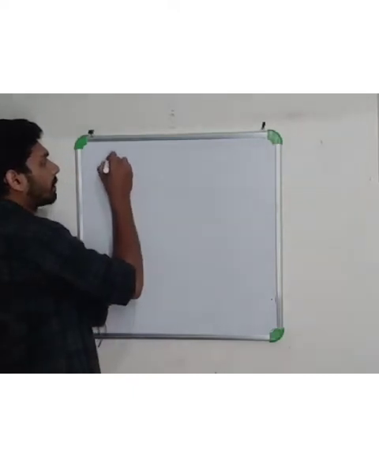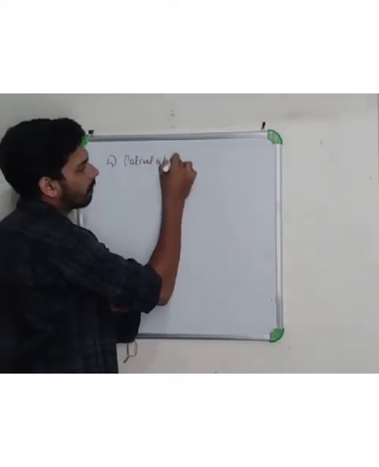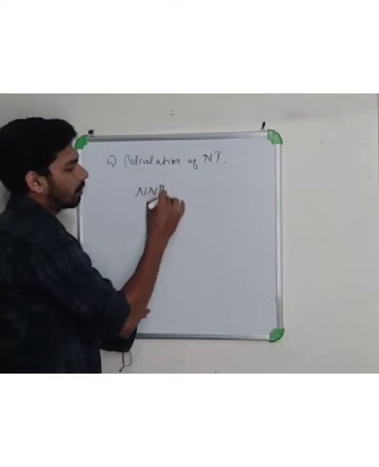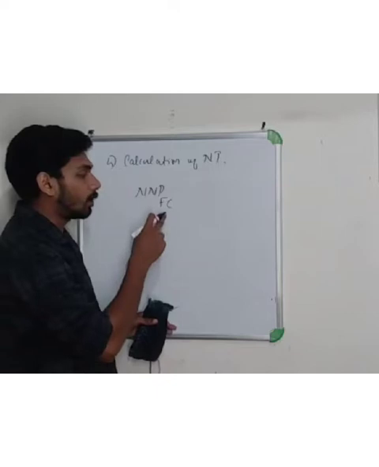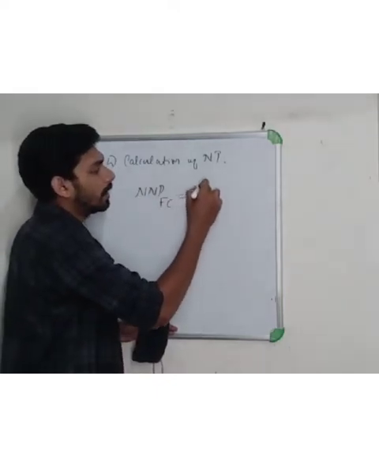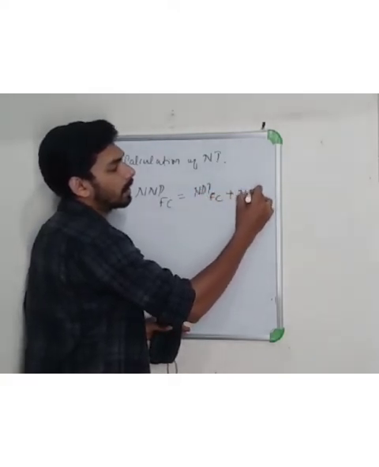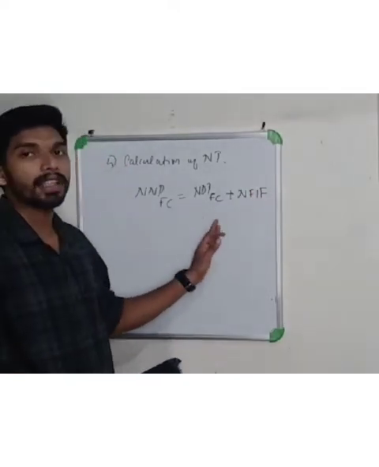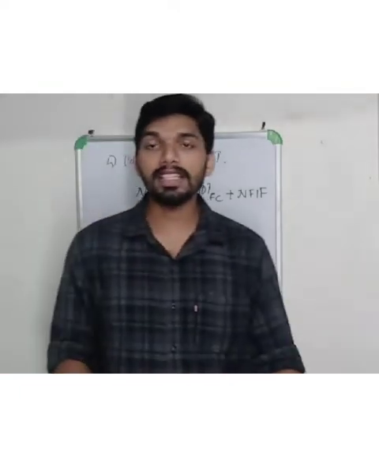Another important step is the calculation of national income, that is NNP at factor cost. This is factor cost, not market price. In the income method, we are using the factor cost. So NNP at factor cost is equal to NDP at factor cost plus net factor income from abroad. This is the formula for calculating national income.